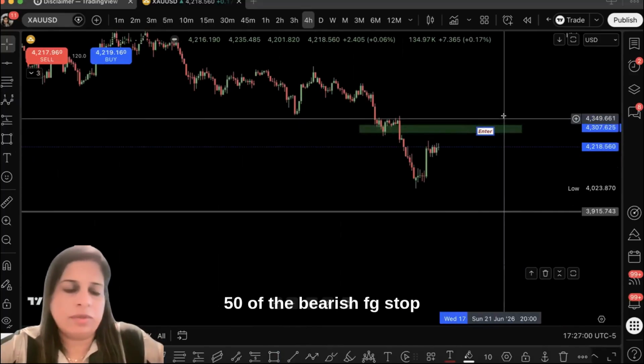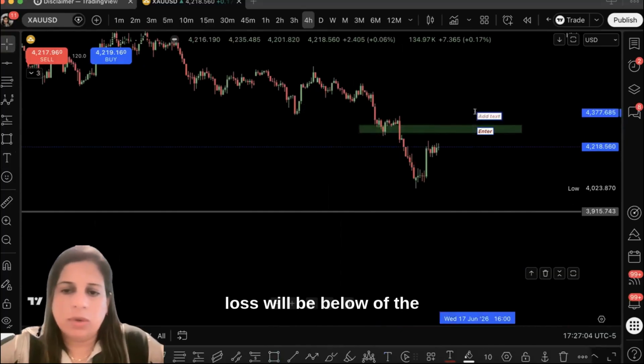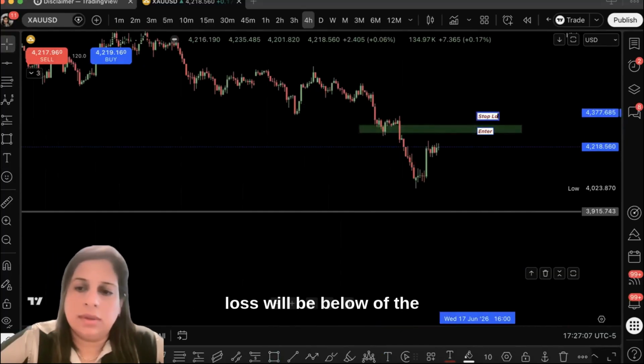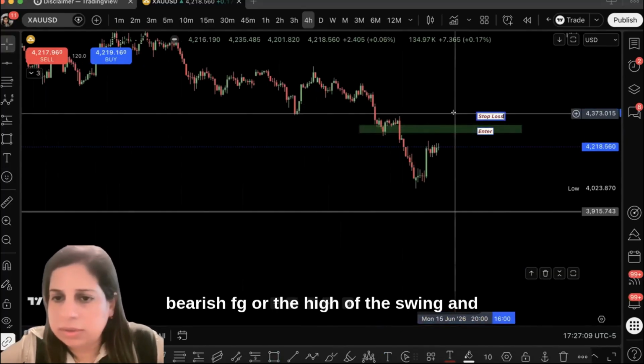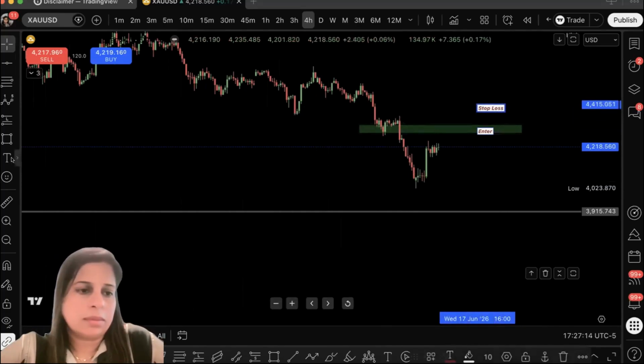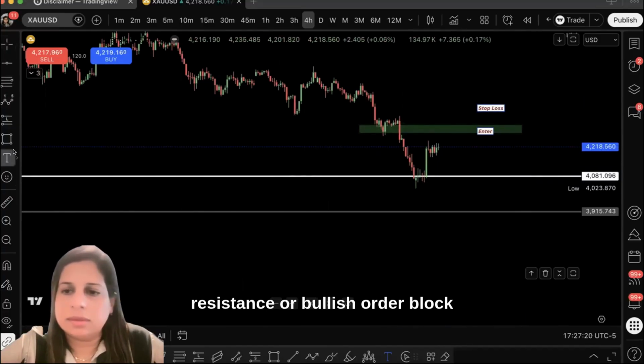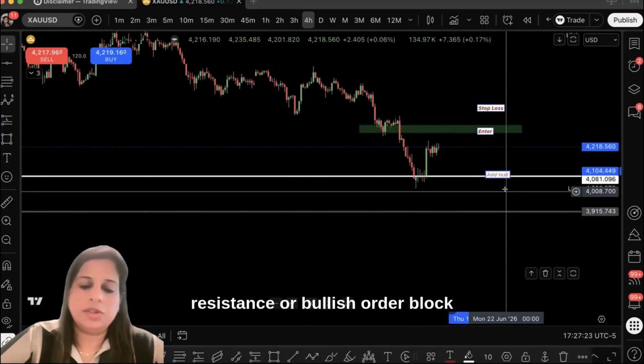or 50% of the bearish FVG. Stop loss will be below the bearish FVG or the high of the swing. And target would be your next resistance or bullish order block.